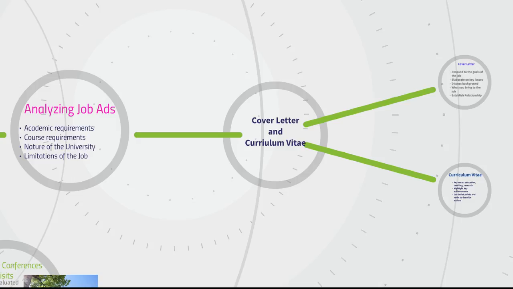So the first step in writing for a job ad is to do a kind of audience analysis, where you analyze the job ads. You look for the academic requirements, course requirements for things they might want you to teach, the nature of the university. Is it a research university? Is it a teaching university? And sometimes you can tell that by how many courses you have to teach. The research university, usually you teach fewer courses. The teaching-oriented university, you usually teach more courses.